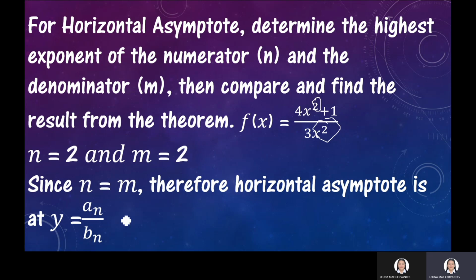So, saan galing tong y equals a sub n over b sub n? Galing siya dun sa theorem. So, again, if n is less than m, y is equal to 0. If n is equal to m, then y is equal to a sub n over b sub n. If n is greater than m, there is no horizontal asymptote. So this time, n is equal to m. Therefore, the horizontal asymptote is at y is equal to a sub n over b sub n.